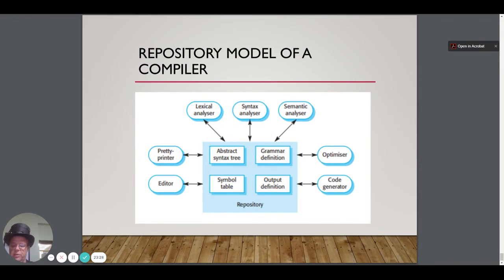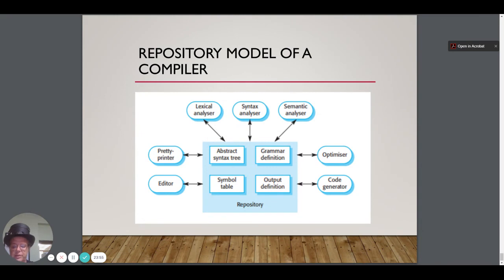You can also have a repository model of a compiler, which has evolved a little bit from the data flow model. This figure illustrates how the language processing system can be part of a set of integrated programming support tools. In this example, the symbol table and the syntax tree act as a central information repository. Tools or tool fragments communicate through it. Other information sometimes embedded in tools, such as grammar definition or the output format for the program, have been taken out of the tools and put in the repository.